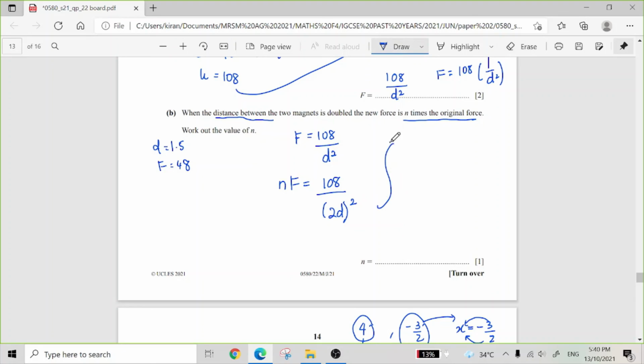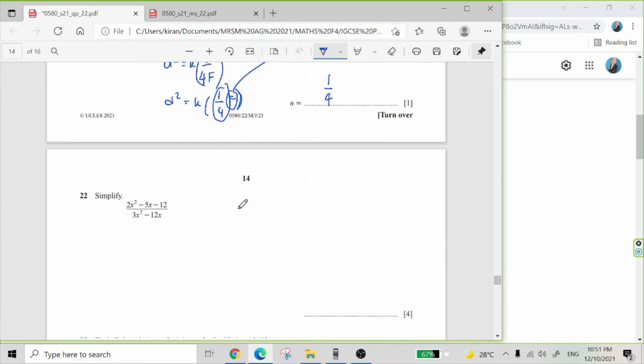So this part is n, and for the right side, we go to 108 over 2 times 1.5 squared. So we have 48n equal to 108 divided by 9. So we get 12. So n is equal to 12 over 48. So we simplify it and we get 1 over 4. Okay, so the answer is 1 over 4. So we go to the next question.